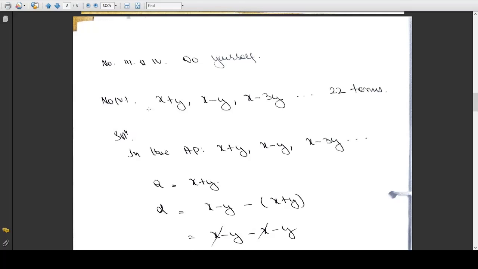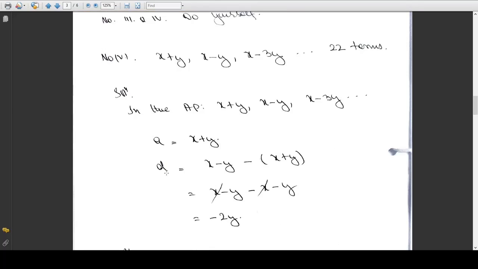Number 5 here gives the first term as x plus y, the second as x minus y, the third as x minus 3y. Okay, the first term a is x plus y. Now the common difference d is the second term minus the first. Second term is x minus y, minus the first, which is x plus y. You'll get minus x minus y. Then x minus x here is 0, you can cancel them. Minus with minus is plus, minus y, you will get minus 2y, isn't it?